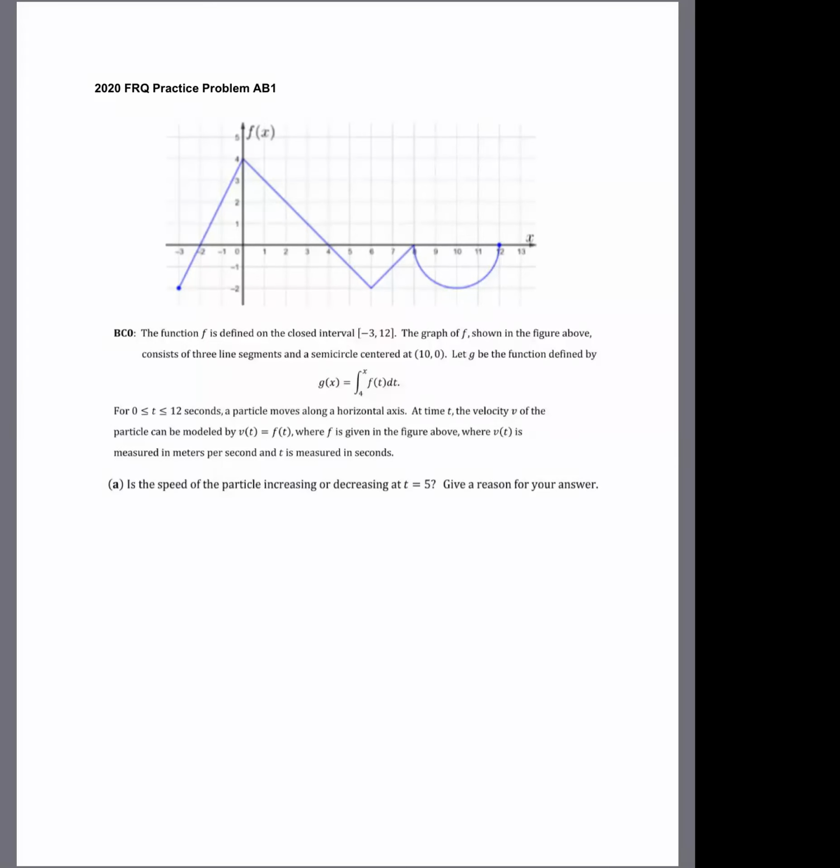So let's do the 2020 FRQ practice problem AB1. Can we try it? Can we what? Can we try it? If you guys want, I think the best way, if you wanted to try it, you could have done it before the session. Okay. Not to be shady, but you guys can tell me what you think the answer is, and then I'll tell you. But you have to respond to me when I call on you, okay?